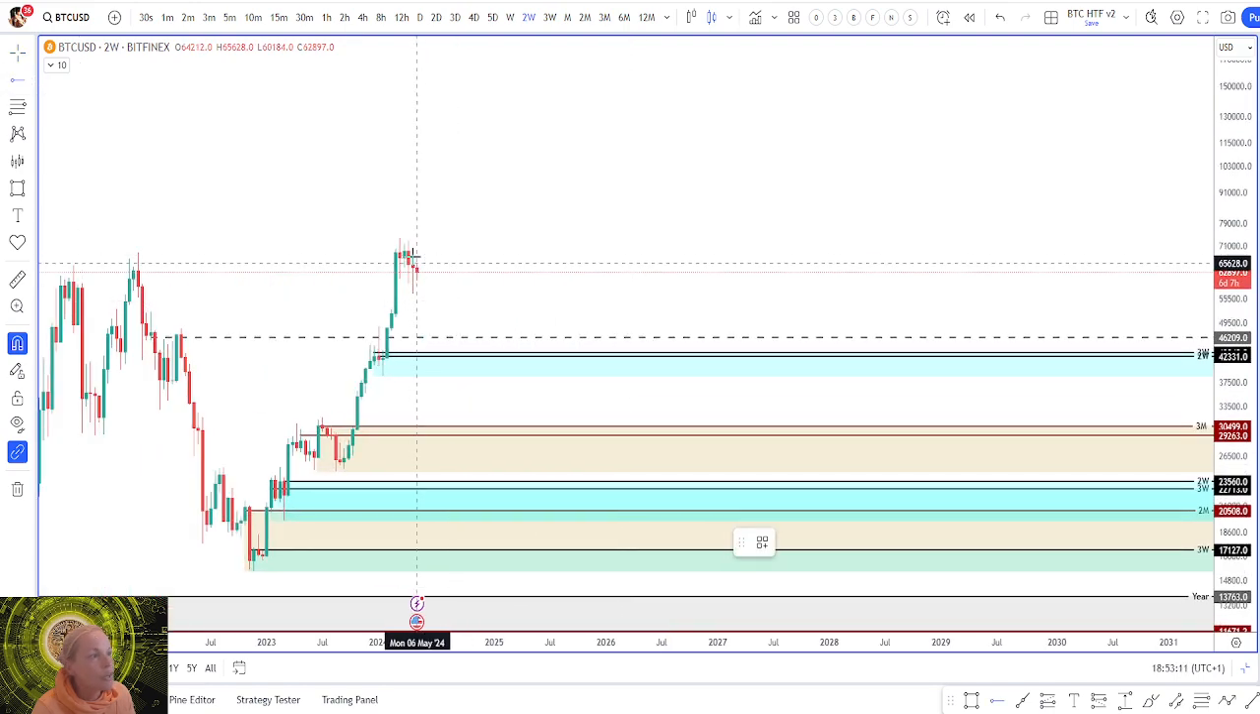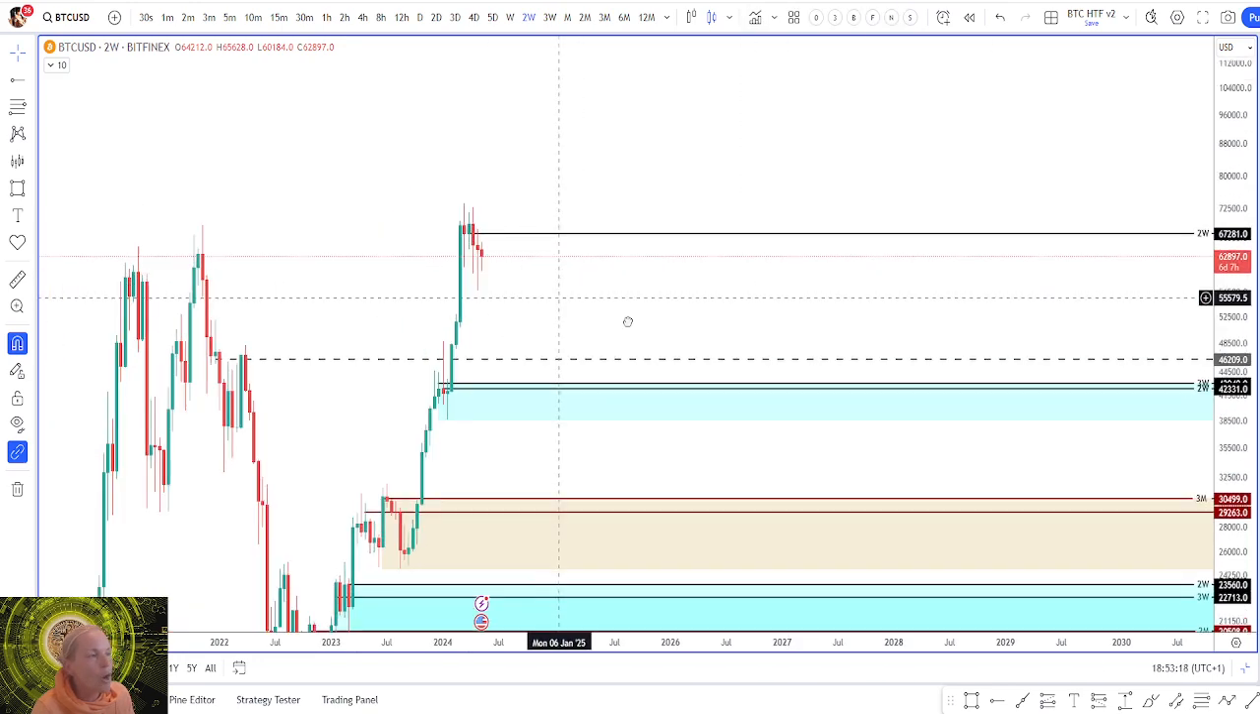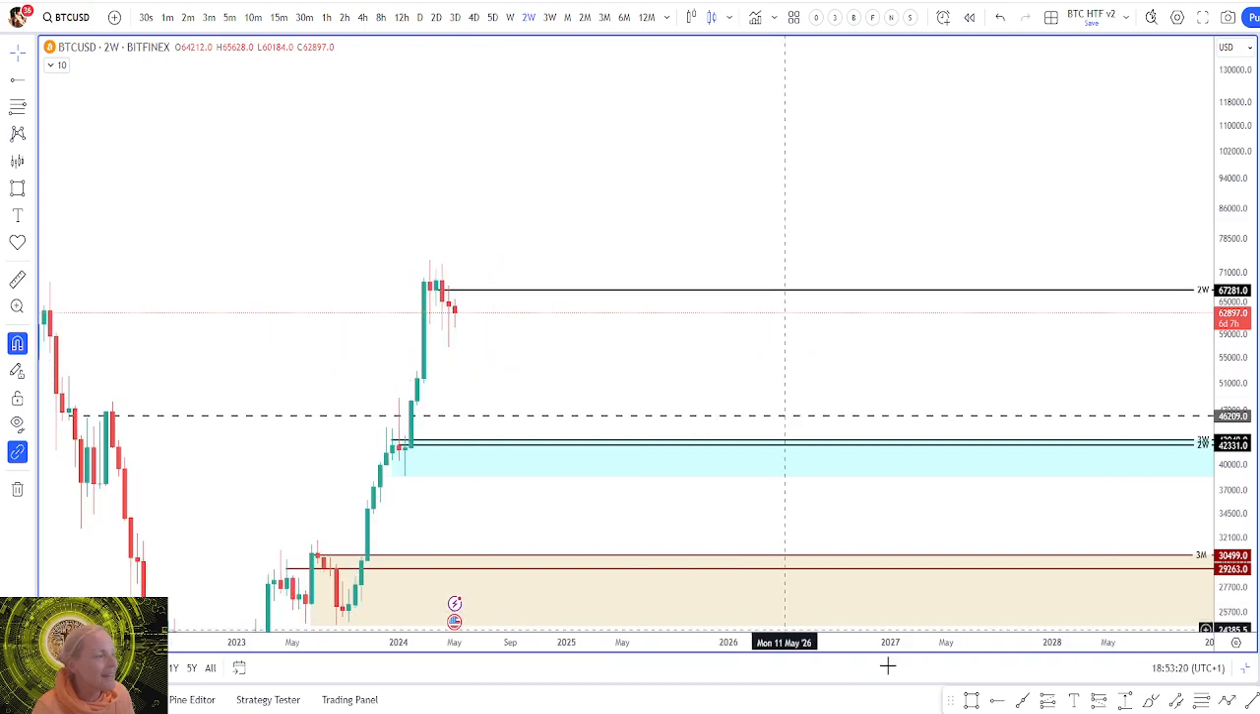And then we also, now we're starting to see some supply. So we've now also got a 2 week supply here, which is what I've been harping on about for those who follow my Bitcoin analysis recently, that I just wasn't going to be bullish anymore while we have this new 2 week supply that we've just rejected.